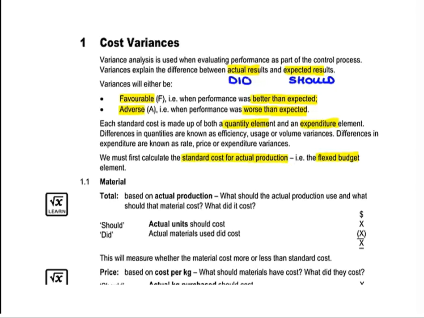So how much, if we're looking at materials, how much materials should we have used compared to how much materials we did use for the actual level of production. So we're comparing like with like. And then in terms of price, how much should the amount of materials we bought have cost compared to how much it did cost. And by comparing the should and did for the actual quantity or the actual production, what we're going to be able to do is to strip out the effects that are due to changes in the quantity.